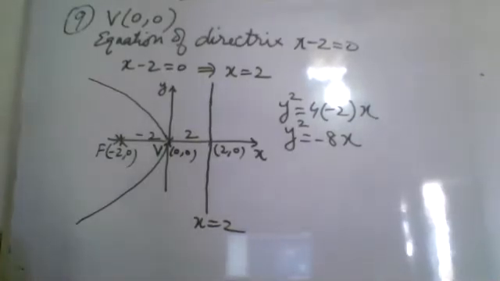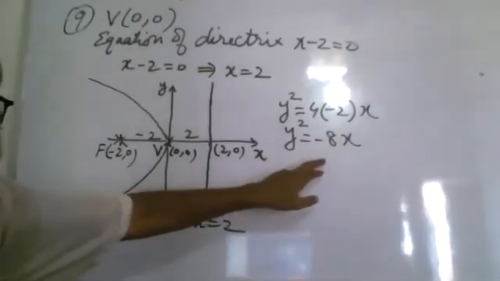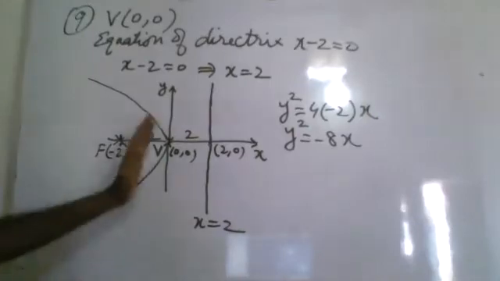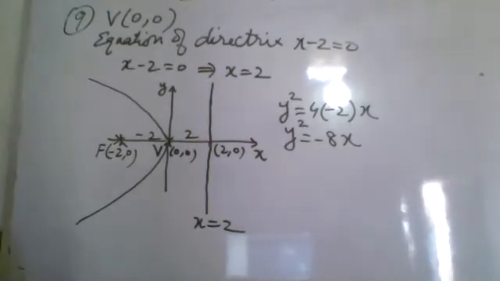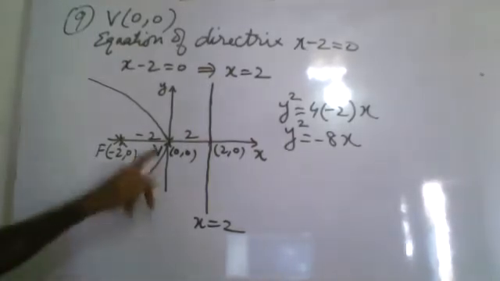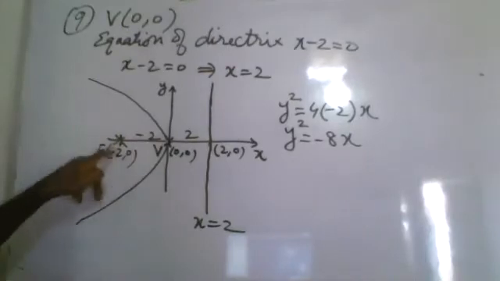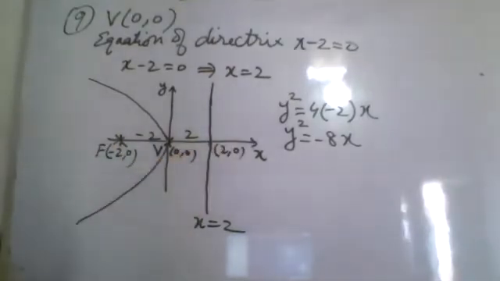So this is the equation of the parabola. Y square is equal to -8x. This is on the negative side of the x-axis, so this will be -8x. 4 times the value of p, that is -2. So 4 into -2 into x.